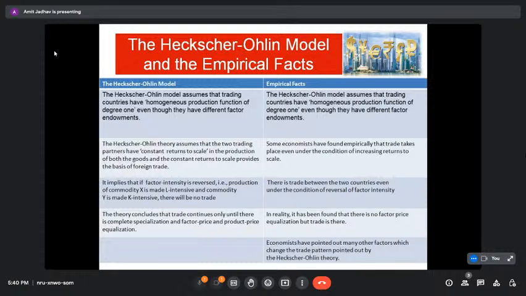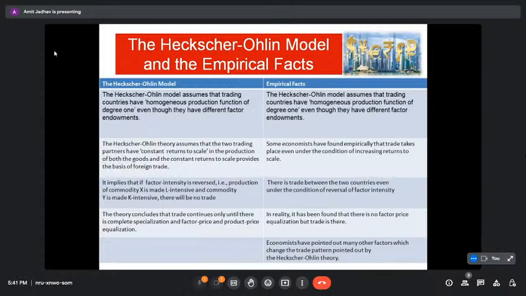But among the empirical facts, some economists have found that trade takes place even under the condition of increasing returns also. So there are increasing returns in a country, but they still trade. It implies that the factor intensities are reversed, and production of commodity X is made labor intensive, and commodity Y is assumed to be capital intensive. So there is trade between two countries even under quite opposite conditions.